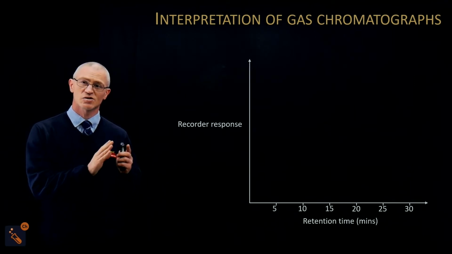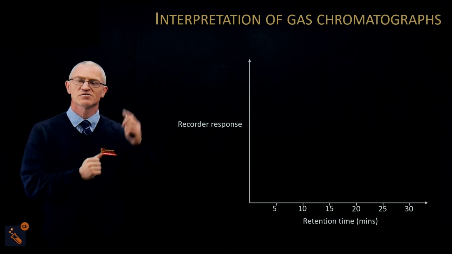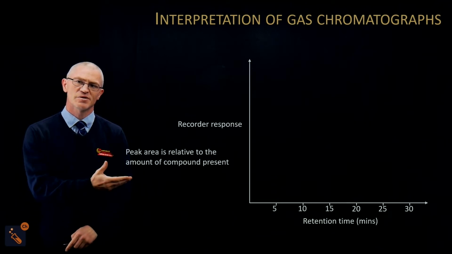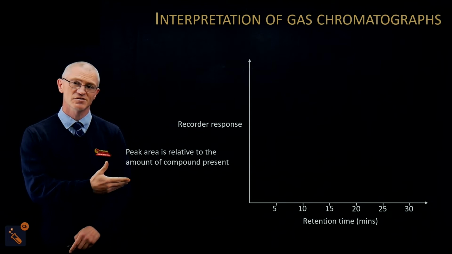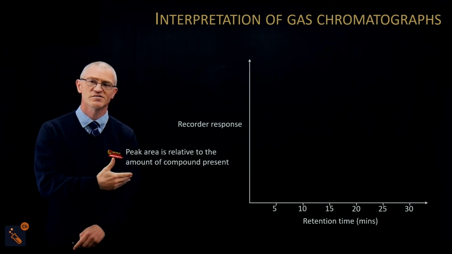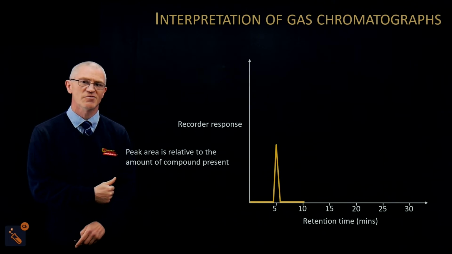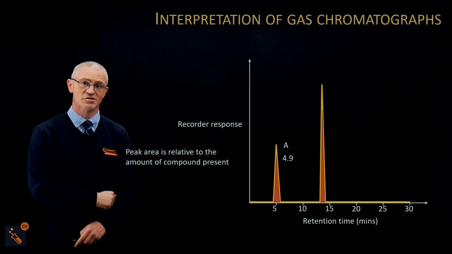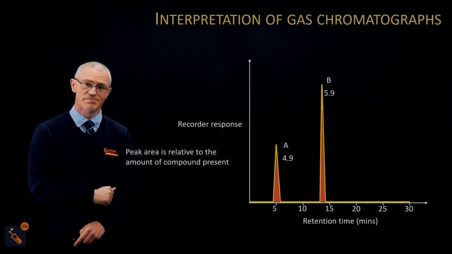It is quite simple in terms of what you need to do. Just concentrate on the interpretation. Now, let's remember that the peak area is relative to the amount of compound present. It's not an absolute, it's not an amount, it's just a relative number. So we've got a peak at about 5 minutes and one at just below 15. Let's do the areas, and you've got 4.9 and 5.9 for A and for B.